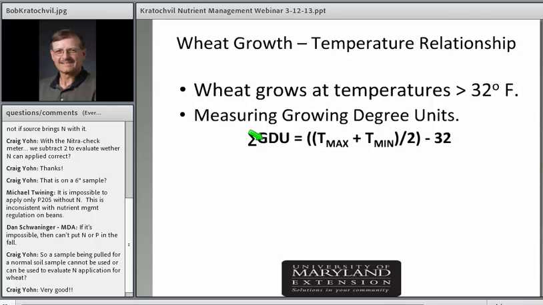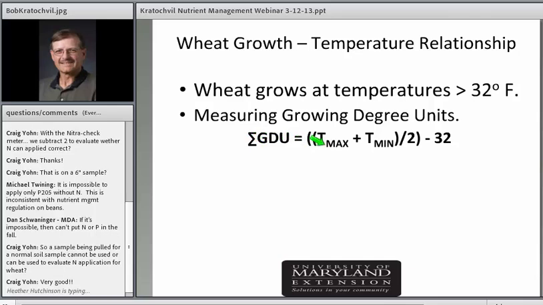Now the way you do that is you calculate the maximum temperature on any given day, add the minimum temperature that you have for that day, divide it by 2. In other words, you get the average, and subtract 32 degrees. 32 is the base temperature for this.